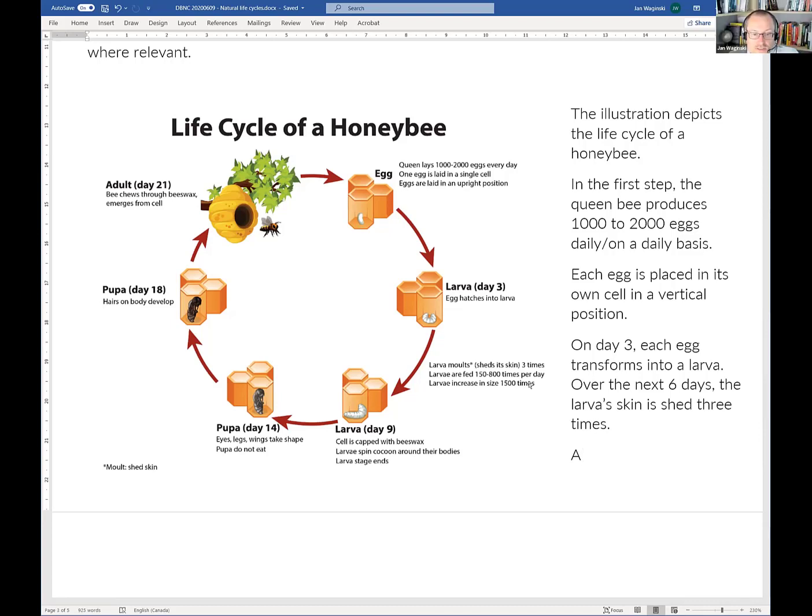Why does it need to shed its skin? Increasing the size. Yeah, because it just keeps getting bigger, right? Skin is too small. Shed 3 times.